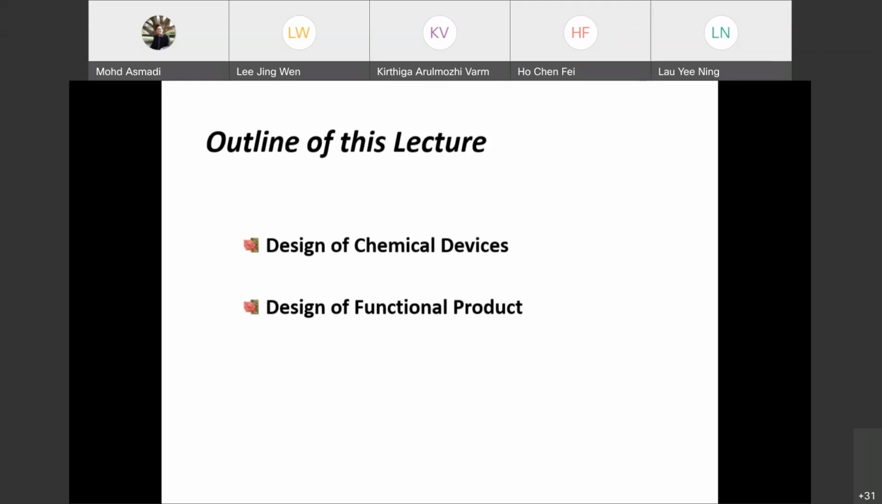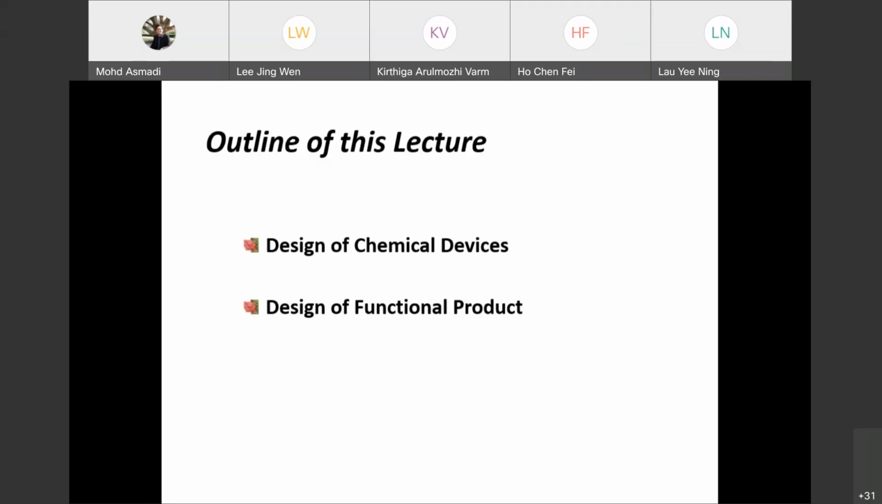For the design of the functional product, maybe for the next class, a two-hour class, together with the formulated products, we will see how we can design these products. I think we need a long period to explain the functional product and also the formulated product. For chemical devices it is quite short, so I can explain within one hour.